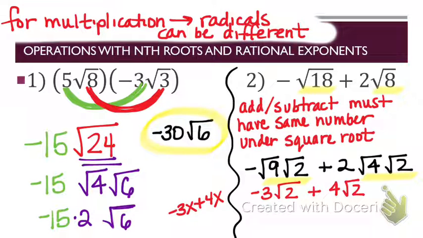Now, if we simplified it and those two numbers were different, then we would be finished. There wouldn't be anything else we could do. However, in this example, we have the square root of 2, so they are what we call like terms. So negative 3 plus 4 is just 1. And it's positive. So my final answer is the square root of 2.